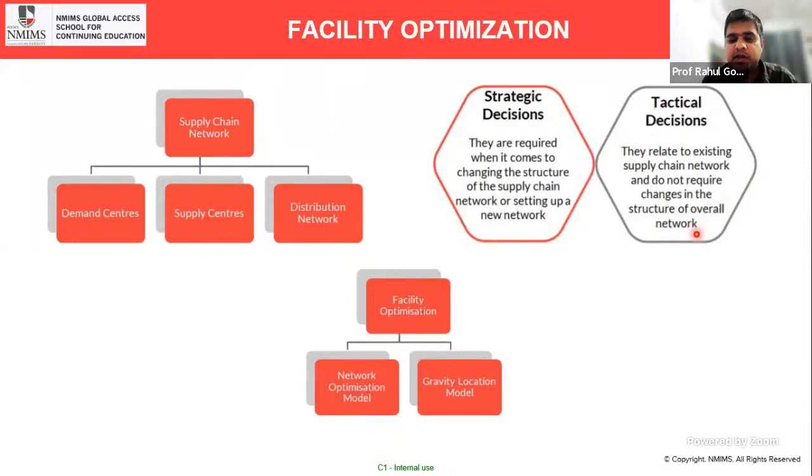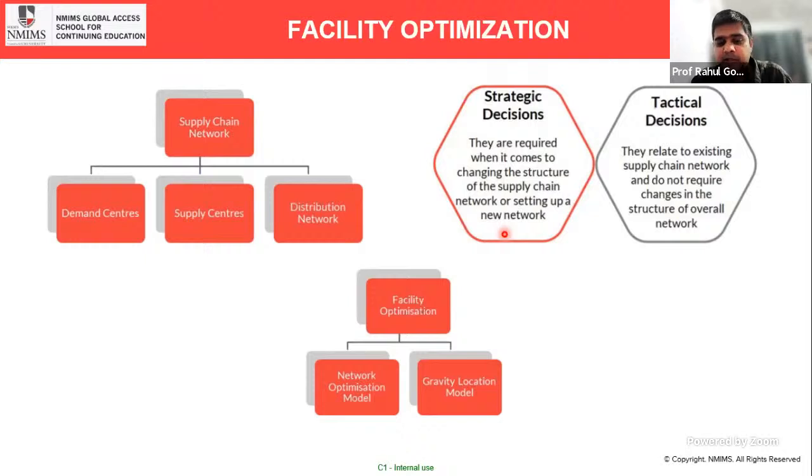But if, let us say, you are setting up a new factory, you are setting up a new warehouse, you are entering a new market, so there you are deciding to set up a network from scratch, right? That's your strategic decision. So strategic decisions are required when it comes to changing the structure of the supply chain network or setting up a new network altogether.